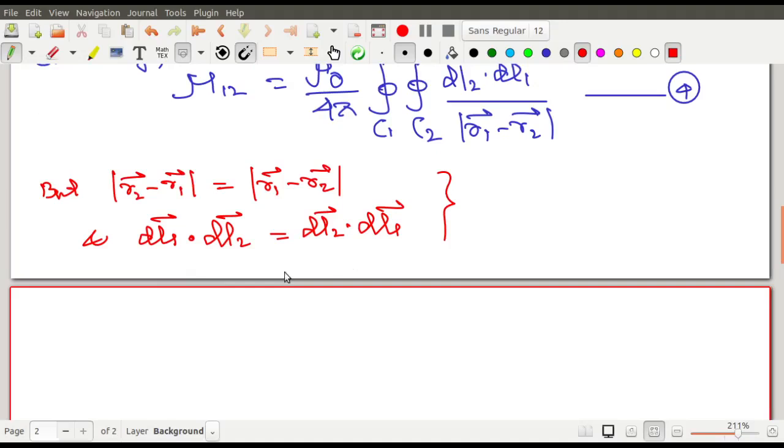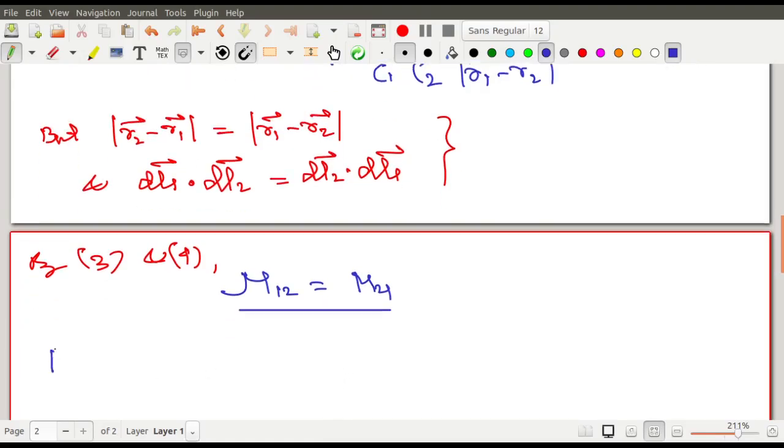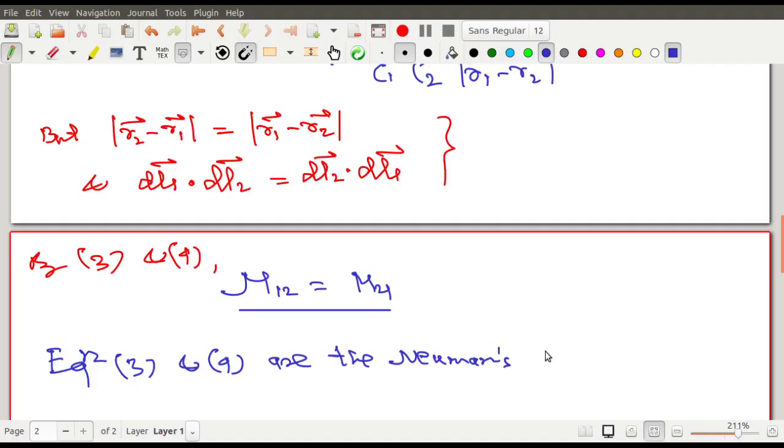So the same thing came here, dl1 dot dl2. So by 3 and 4, I can safely say that M12 is equal to M21. This is what I also argued in the last class, and that is the proof that I obtained over here. This is known as Neumann's formula. Equations 3 and 4 are basically known as Neumann's formula, named after this physicist.